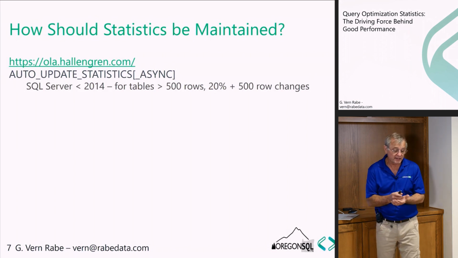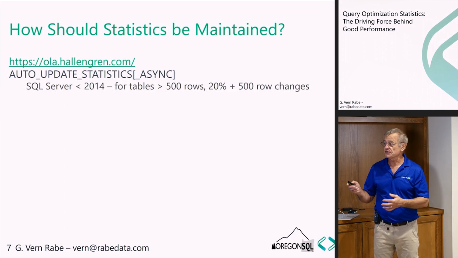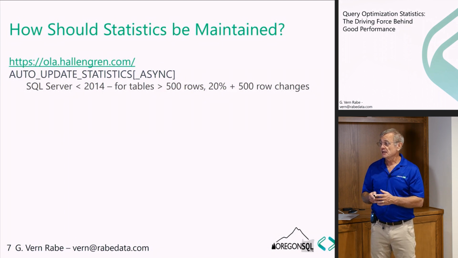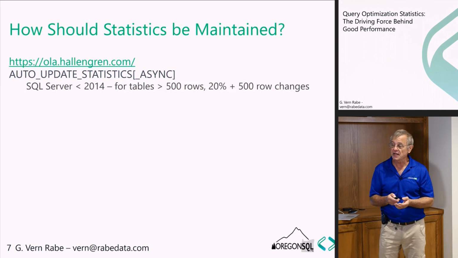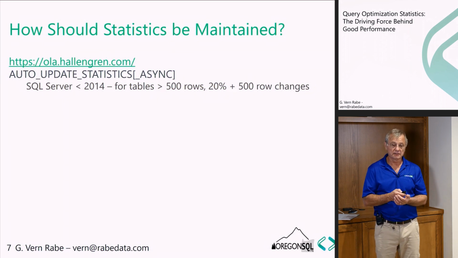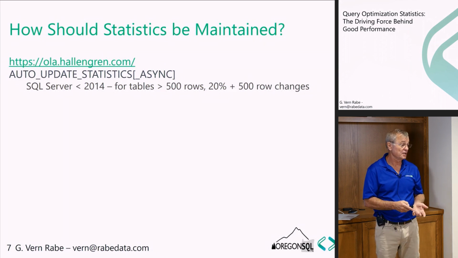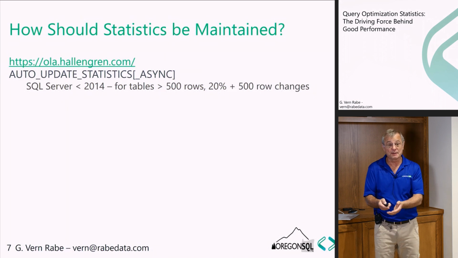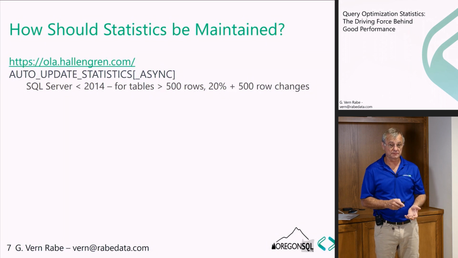What is that threshold? Prior to 2014, for larger tables, for smaller tables, we don't even care. For larger tables, more than 500 rows, there had to be 20% of the rows in the table change plus an additional 500 rows. So if you have a table with 10 million rows in it, 20% is 2 million rows and plus 500. So 2,000,500 rows have to change before that statistic object is considered stale and it's going to get automatically updated. That's a lot of rows.